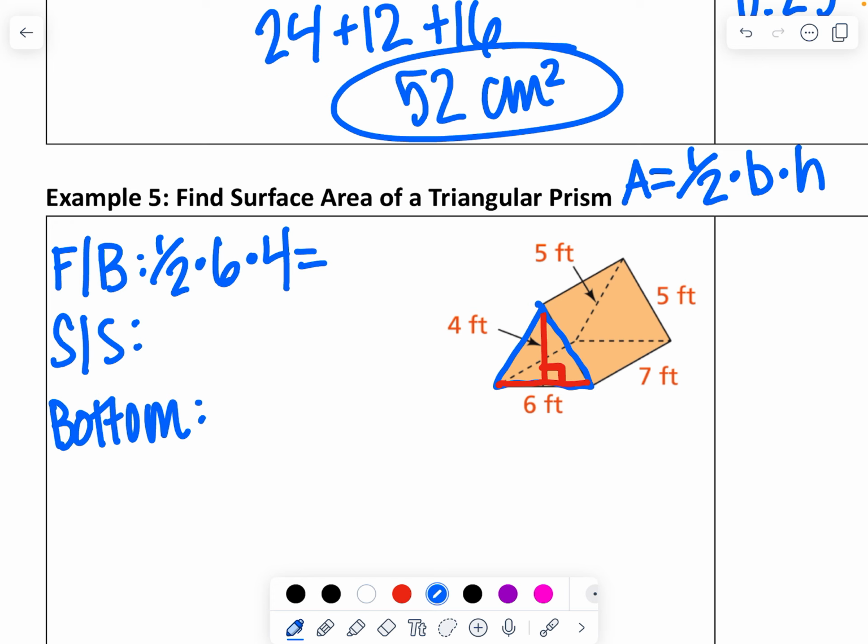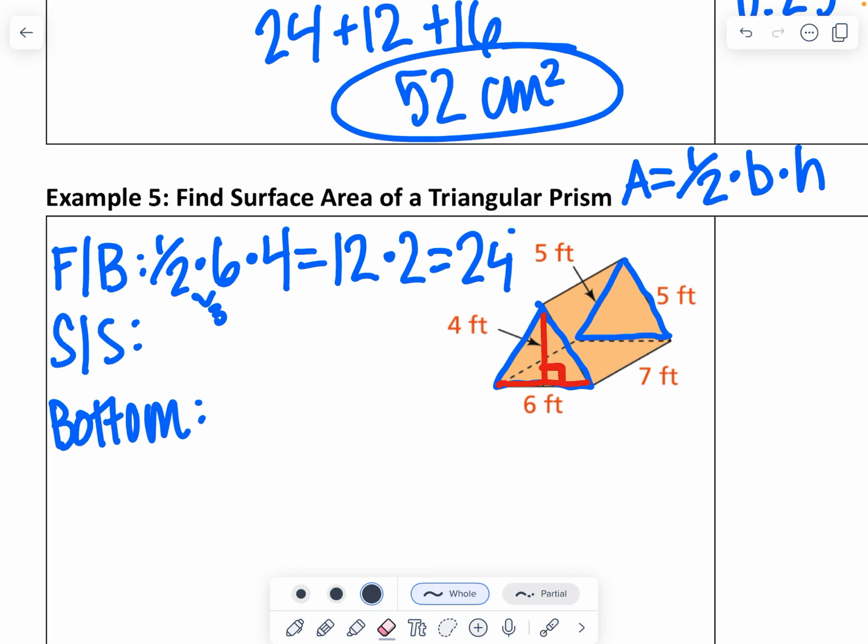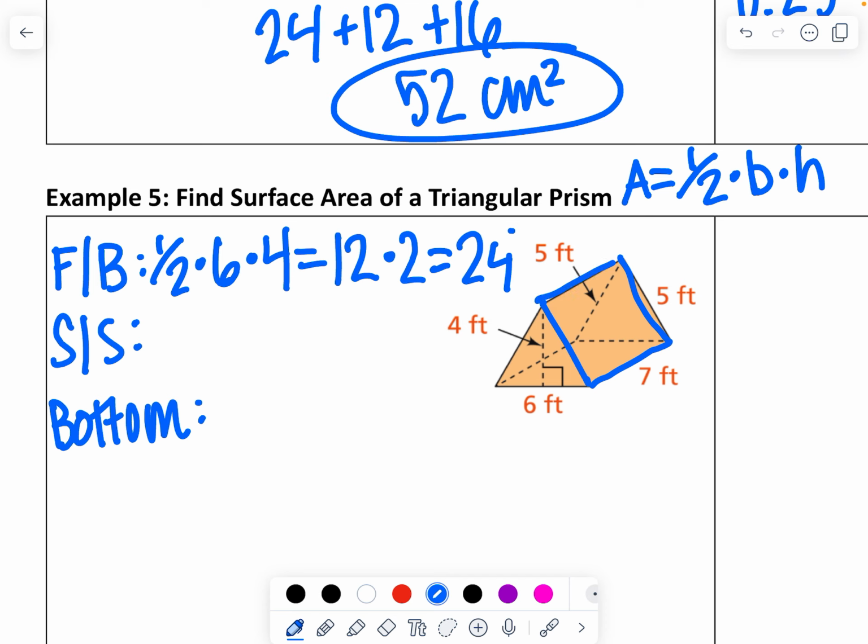Remember, you can put that whole thing in your calculator, but a lot of you can do this in your head. So 1/2 of 6 is 3, and then you would do 3 times 4, which is 12. So the area of that triangle is 12, and then there's 2 of them, so we have to multiply by 2, and we'd get 24. So then next we have our side. So I'm going to look at this one.